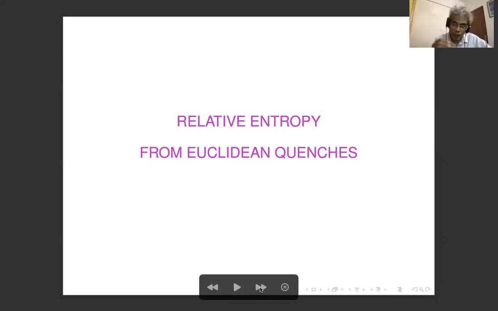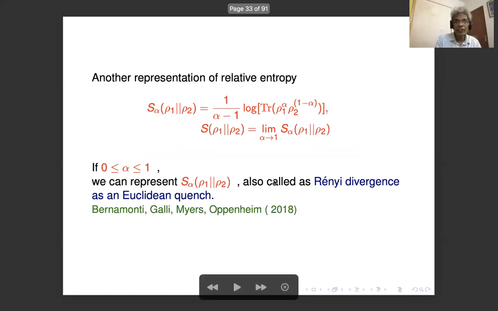So again, we'll talk about relative entropy, but a slightly different way of evaluating it, which was developed by Myers and others. In some contexts, it becomes easier to evaluate. I'll show you that. And there are some applications to that. This was part of the first paper with Basha and Shavik.